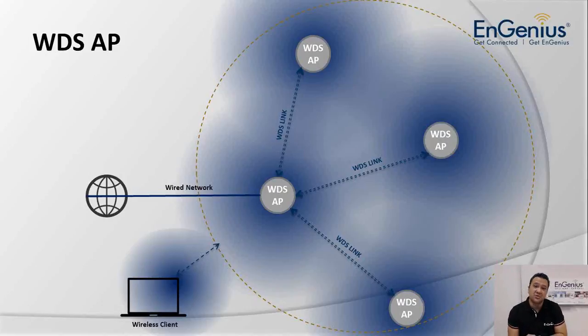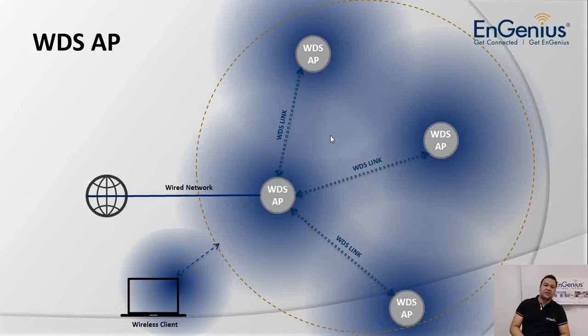WDS AP is a mode where you wirelessly link up access points to become one kind of virtual access point. You link up all the access points, and for a client, you will only see one SSID. You will only see one group, or actually one cluster of access points.